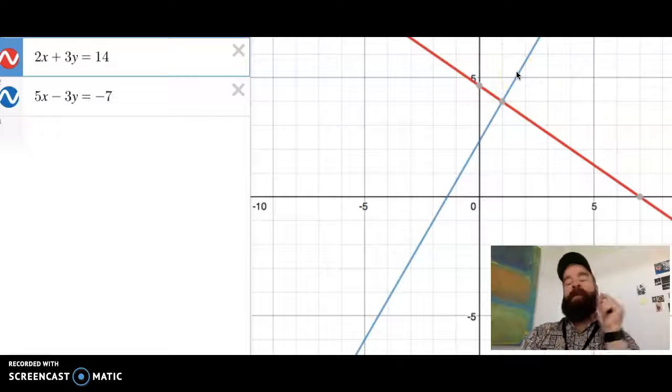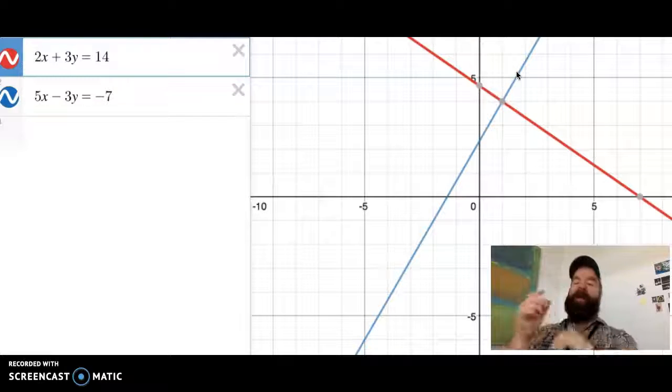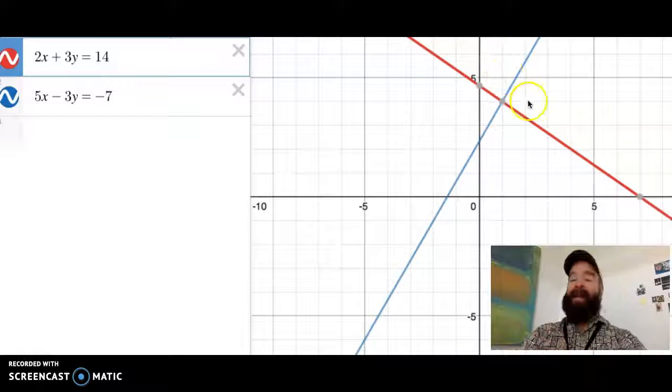So whenever you're trying to solve a system of equations by graphing, you graph a line, you graph another, and then you find the intersection point, and that is the solution to the system.